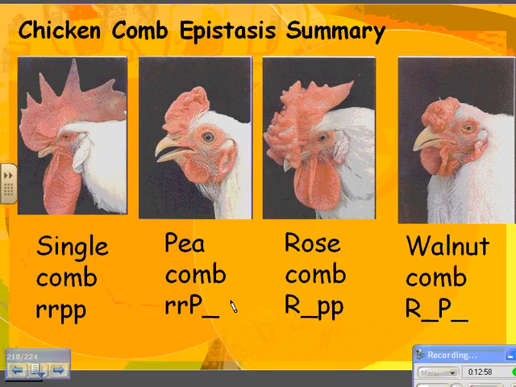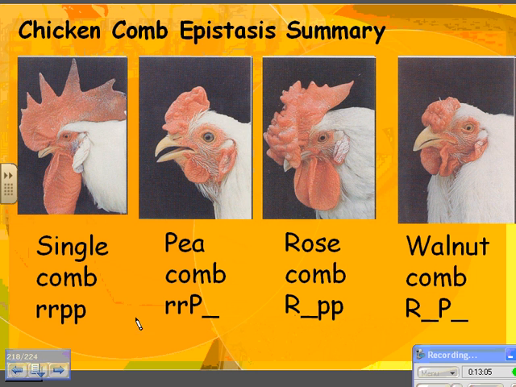All right, that's just the summary of the whole thing, so I should explain this a little bit. A single comb mated with a single comb will all make single combs. But you could have a rose comb, so big R, little p, and mate that with, let's say, a pea comb, little r, big P, little p. And so what you're going to get is this one will make big R, little p, and little r, little p.